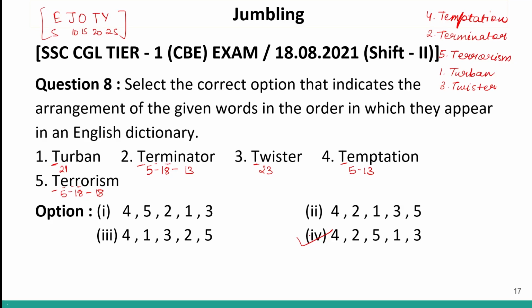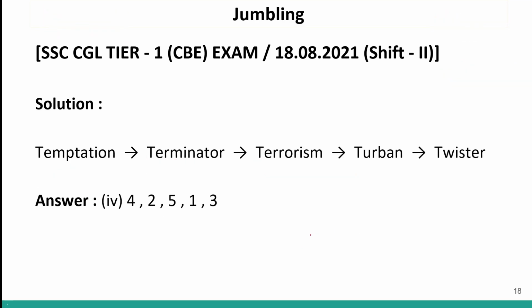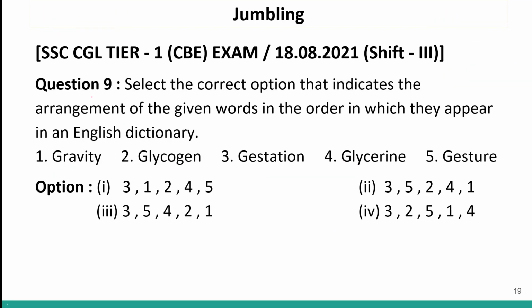Clear? Now, question 9. Gravity, glycogen, gestation, glycerine, and gesture. So I can see that G is common in all. So we'll move on to the next letter. R is 18. L is 12. E is 5. L is again 12. And E again is 5.